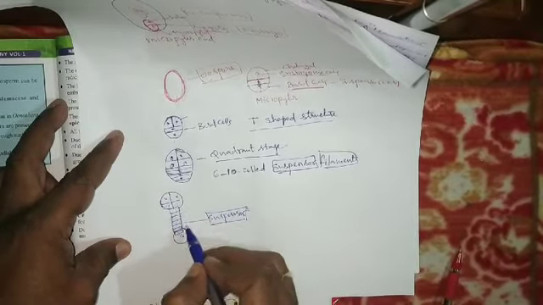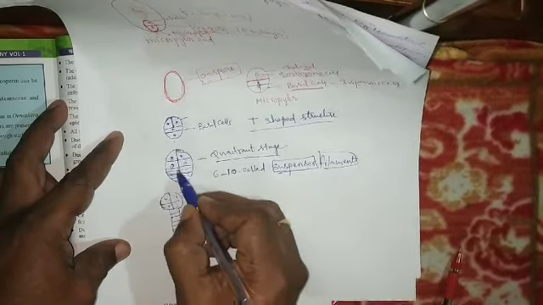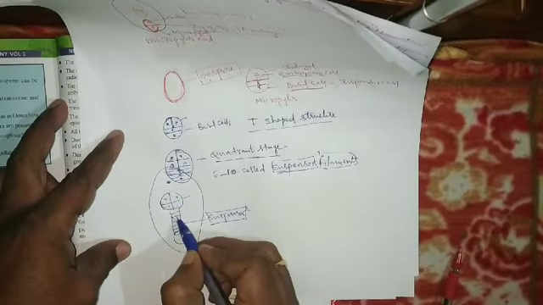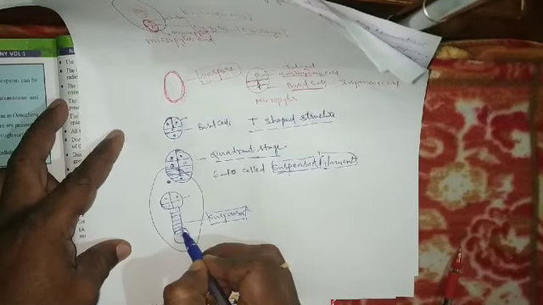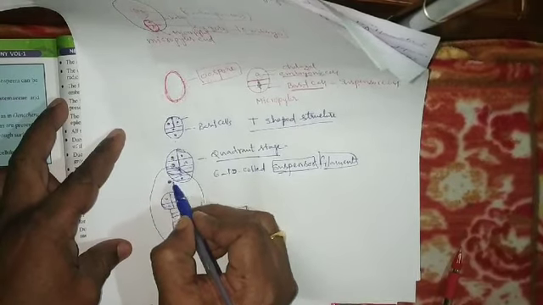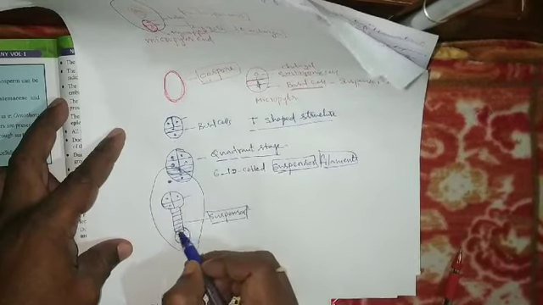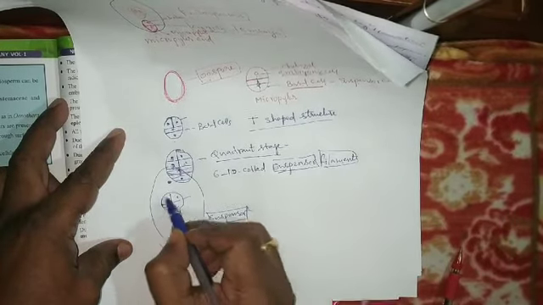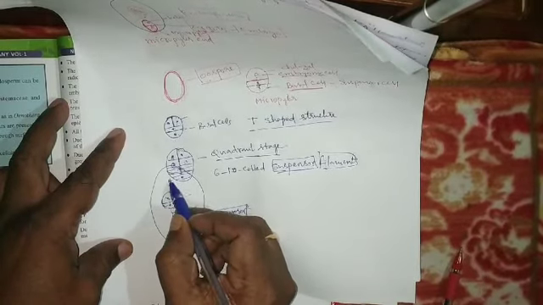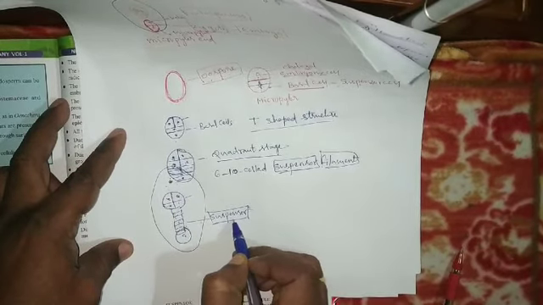This suspensor pushes this embryonic structure, the quadrant embryonic cell. This is the embryo cell, and this is the endosperm. This suspensor filament, which is formed by the basal cells, pushes the embryonic cell towards the endosperm to obtain the food material. That is the function of the suspensor.